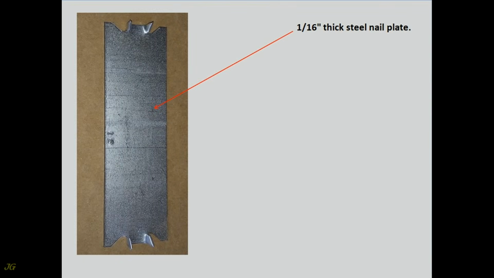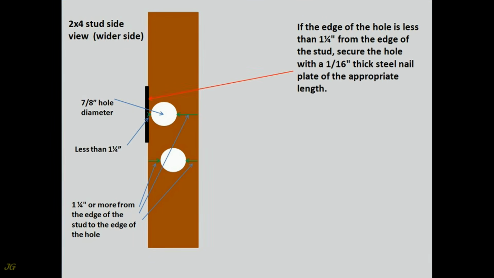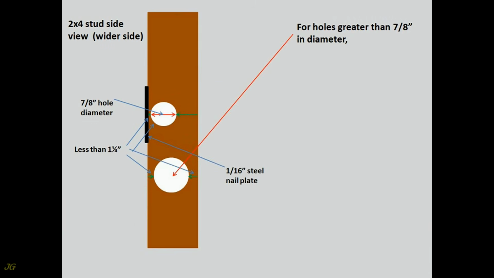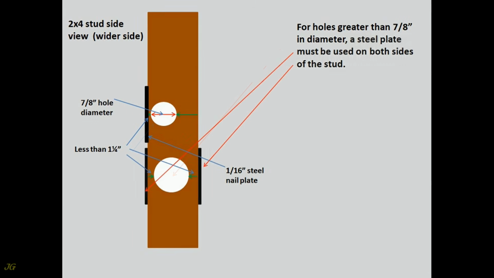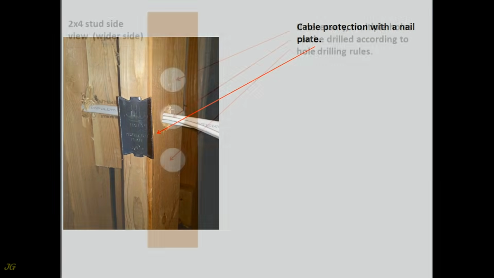1/16 inch thick steel nail plate. If the edge of the hole is less than 1 1/4 inch from the edge of the stud, secure the hole with a 1/16 inch thick steel nail plate of the appropriate length. For holes greater than 7/8 inch in diameter, a steel plate must be used on both sides of the stud. Cable protection with a nail plate.